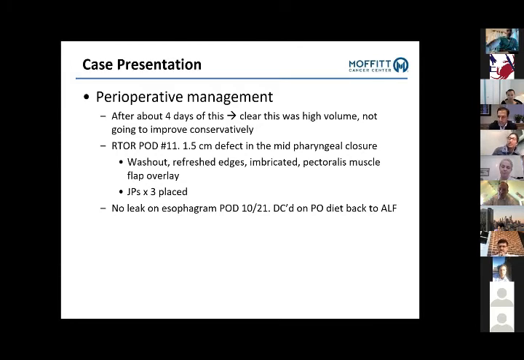I think we have a second poll question regarding the use of salivary bypass tubes, whether or not people will place them or not.